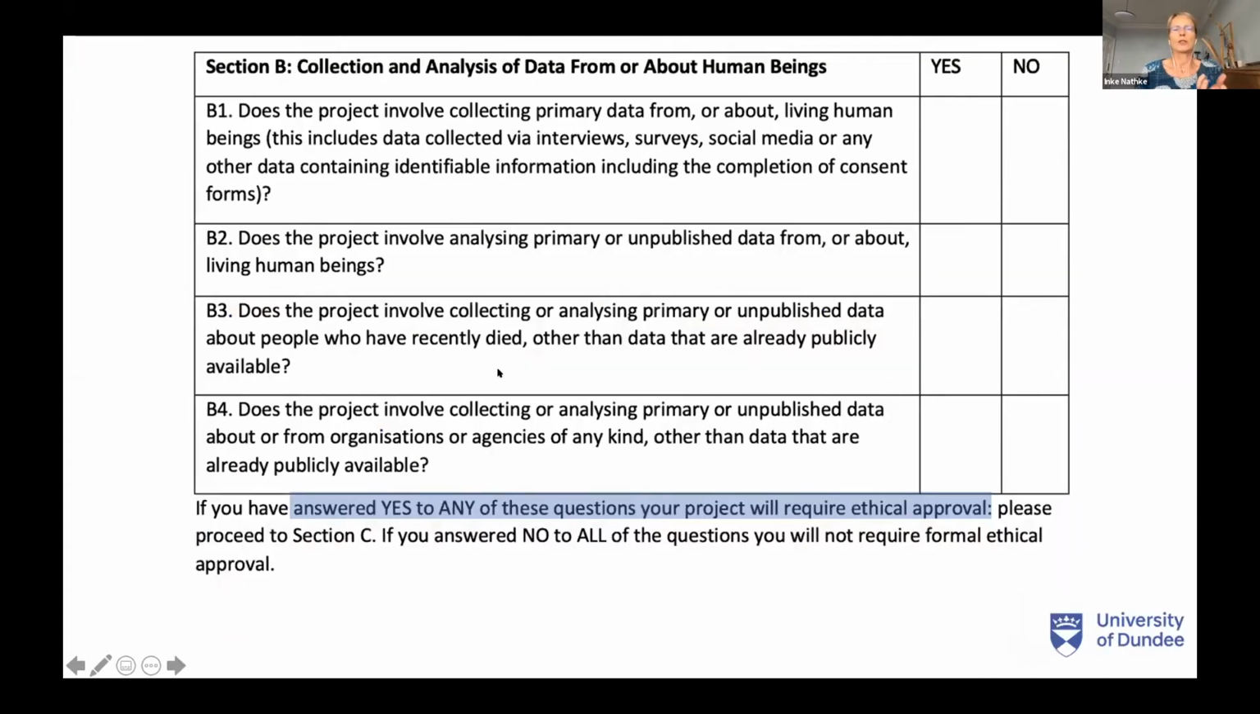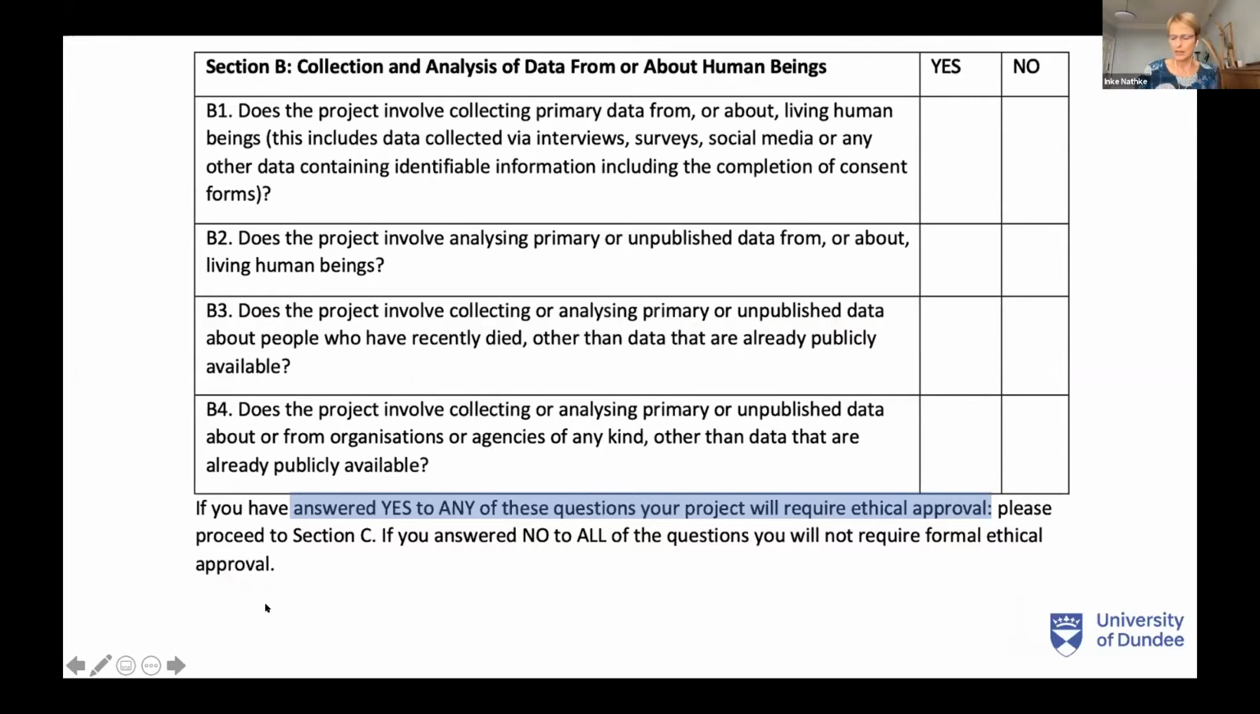So after establishing something's research, how do we establish whether it actually does require ethical approval? Here's an example of the kinds of questions we're asking to help people determine where their proposed project sits within this arena. If any of these questions have a yes answer, the conclusion is very simple: ethical approval is required and they have to proceed.